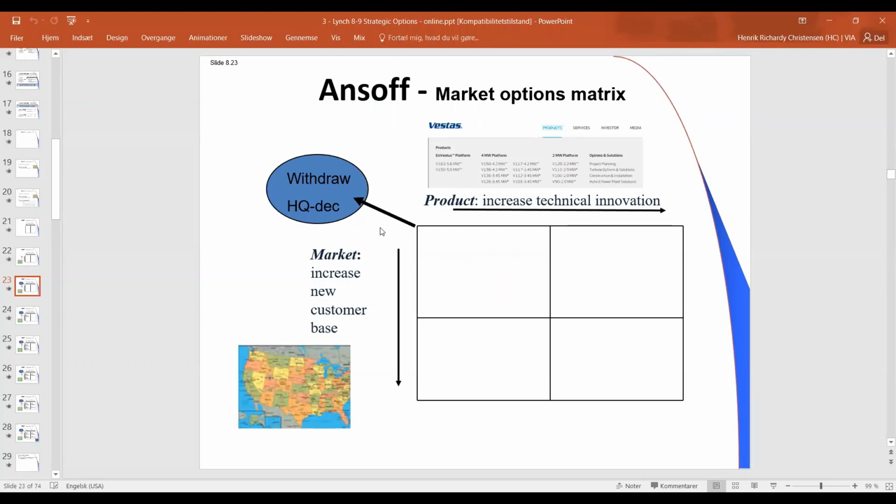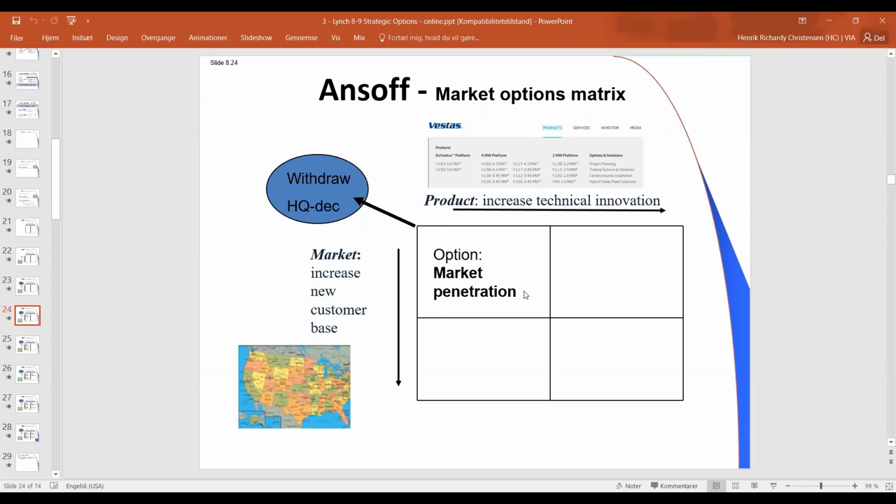For now, we would also say any business operating in a specific market with a specific product can choose to stay there or they can withdraw. Let's try to investigate these options that we have here. The first thing, Ansoff called this the market penetration option. And again, please notice it's an option.